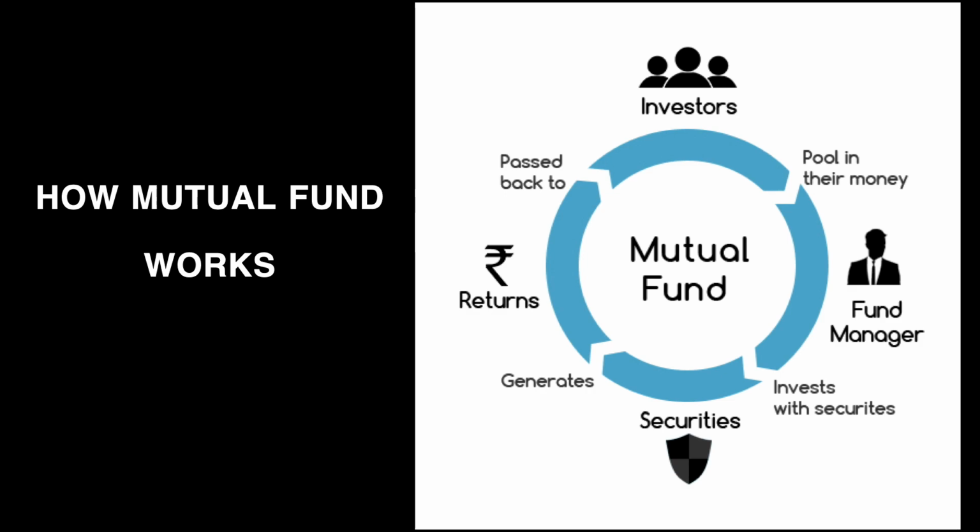So here is a picture of how a mutual fund works. You can start with the investors at the top. Can you see that on the screen? Investors pool their money, and the money is collected from all the investors. There is a mutual fund manager, commonly called the fund manager. They invest in securities, as I told you: share market, bonds, banks, LIC, any other kind of investments. What does that investment generate? Returns. And that return is passed back to the investors.